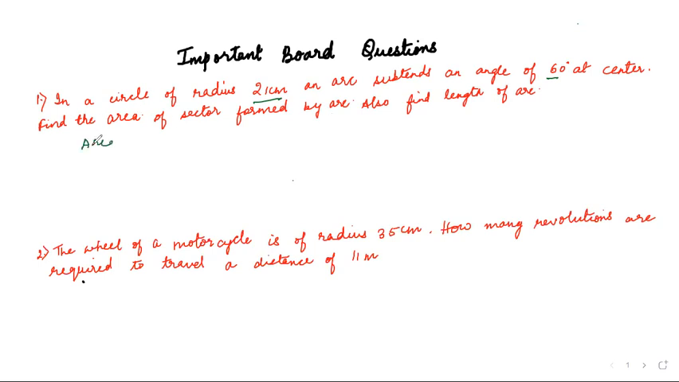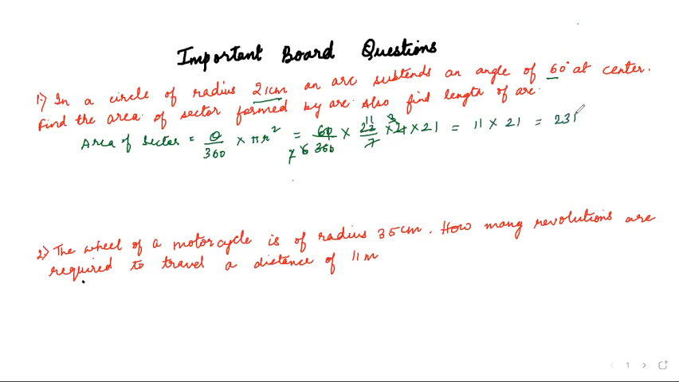So firstly, area of sector. Area of sector is what? Theta by 360 into, since it is area, pi r square. So angle theta is 60 by 360 into pi, 22 by 7, and radius is 21 into 21. 60 cancels with 360 to give 6, 7 ones are 7, 7 threes are 21, and 2 ones, 3 twos are 6, 2 elevens are 22. So 11 into 21 will give us 231 centimeter square, since it is area.